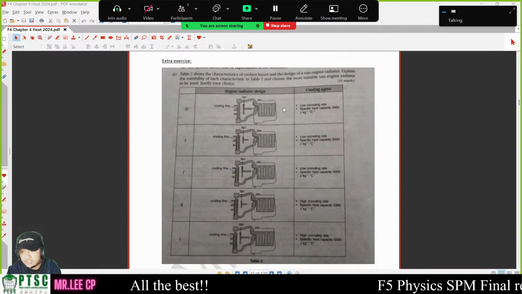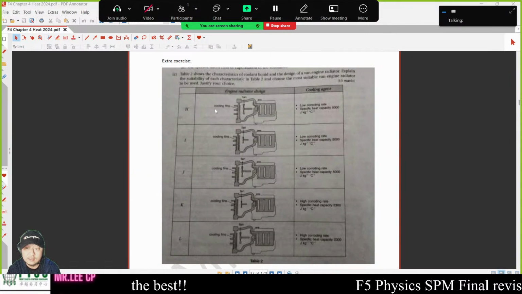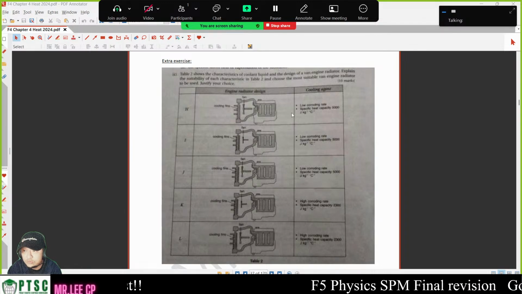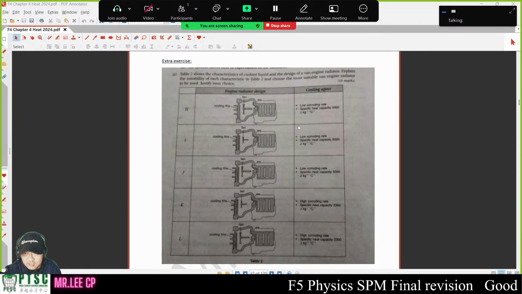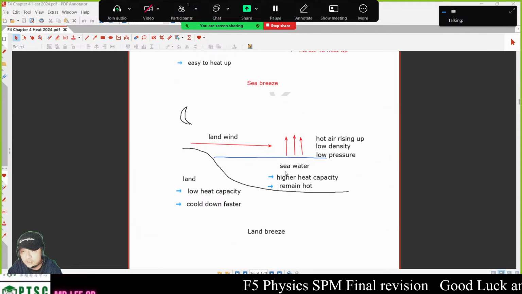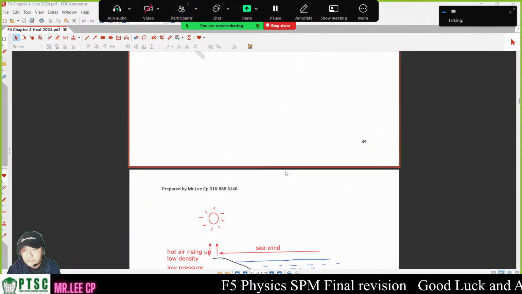It can ask in this way. For example, it can ask in this way. So this is the cooling fins. Which one is the best one? Later, extra exercise. I want you to try to do this one again later. I will let you do. Right? Okay.